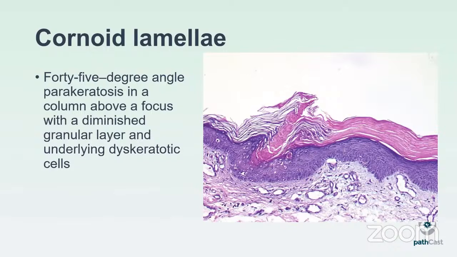A cornoid lamella. So this is a pattern of dysmaturation of the epidermis, where we have a 45-degree angle of parakeratosis, forming a column above a focus of a diminished granular layer with underlying dyskeratotic cells. So it's a mouthful, but it is definitely a distinct pattern that you can recognize immediately and make the diagnosis of porokeratosis.